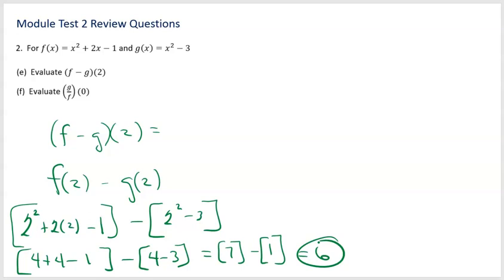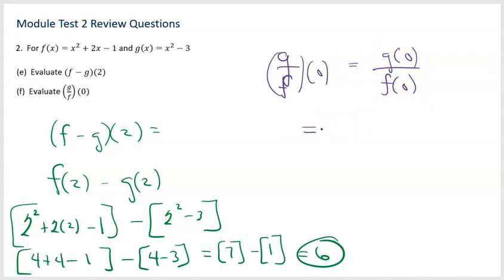What about g divided by f of 0? It's the same idea, y'all. So g divided by f of 0 is g of 0 divided by f of 0. So first of all, I need to calculate g of 0, which means plug 0 into the g function. So it'll be 0 squared minus 3, and I'm going to divide that by f of 0, which means plug 0 into the f function. So it'd be 0 squared plus 2 times 0 minus 1.